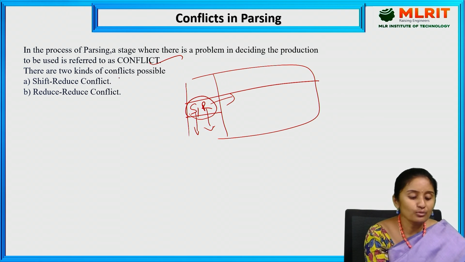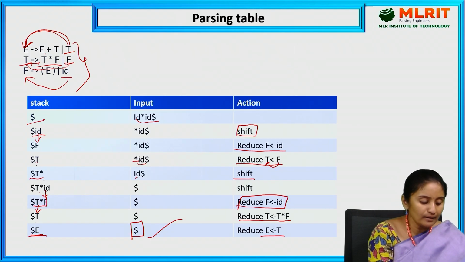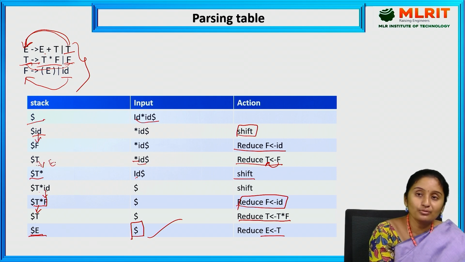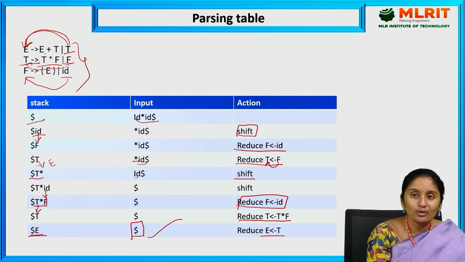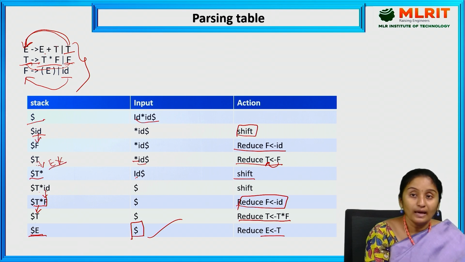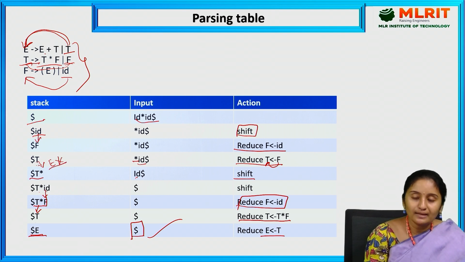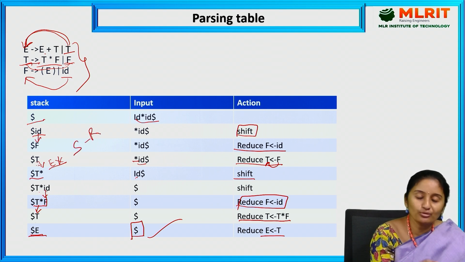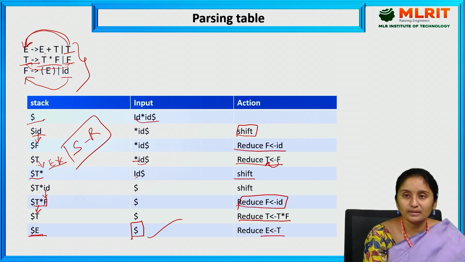There are two kinds of conflicts possible: shift reduce conflict and reduce reduce conflict. See here in this example, I have told you T can be reduced to E. But if I reduce it to E, then there is a conflict. What is the conflict? I cannot find E star in my string, and at the same time I can reduce. So whether I need to shift or whether I need to reduce, this is the conflict.